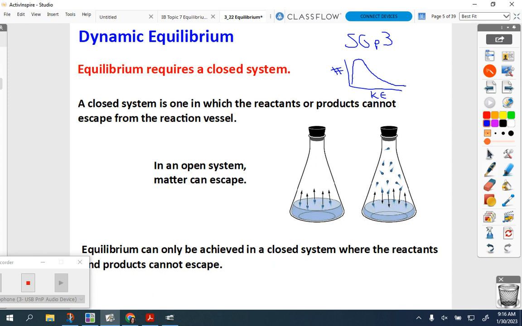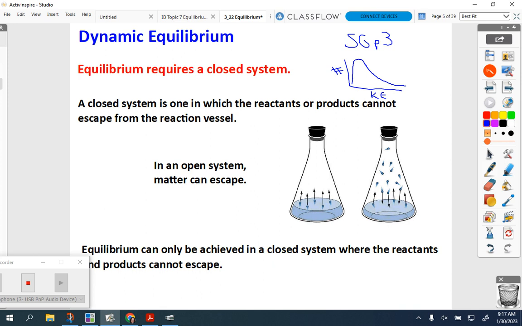At the beginning, if I fill this up to a certain level and I put a stopper on it and I measure the level of the water in the flask, it's going to go down, because some of that water is going to become gas molecules. It's going to become water vapor. So the line of the liquid is going to go down a little bit.